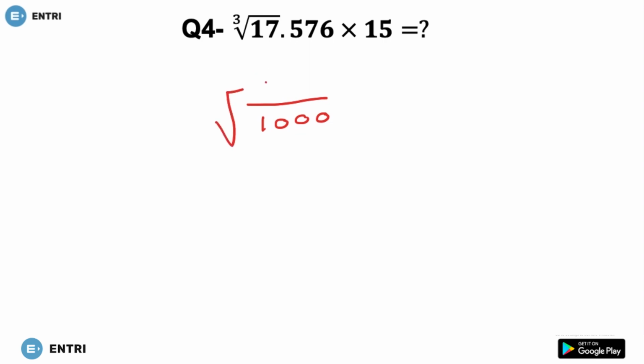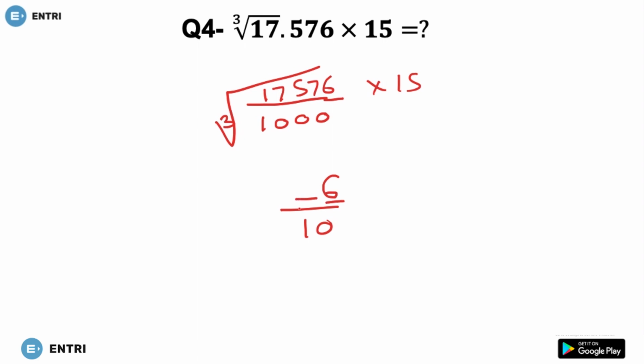Now, after removing the decimal, it is coming what? It is 17576 cross 15. I know that the cube root of 1000 is what? It's 10. While solving 17576, the last digit, or the unit digit, is 6, and we clearly know that when taking the cube of any number, the last digit would come 6 only when the unit digit is 6. So it is sure that this value is 6.